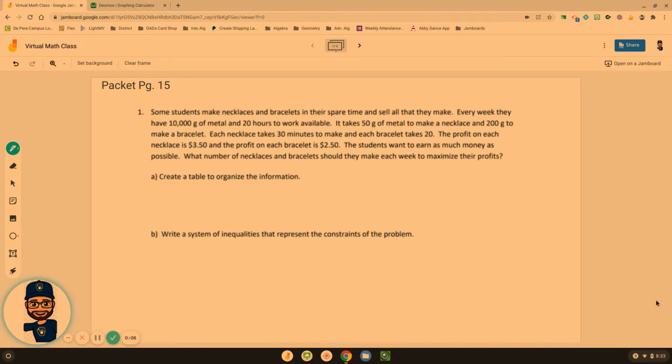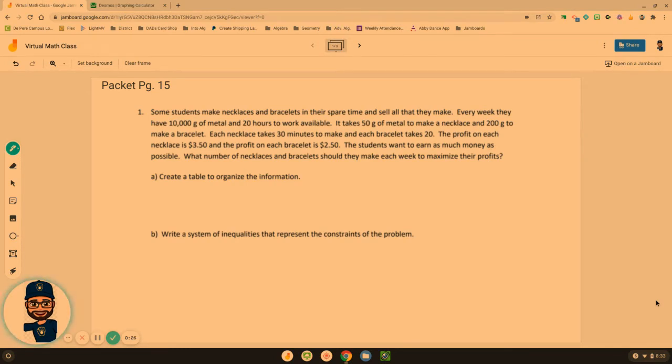Today we are going to be continuing with linear programming, looking at problem number 1 from your packet on page 15. Some students make necklaces and bracelets in their spare time and sell all that they can make. Every week they have 10,000 grams of metal and 20 hours to work available.